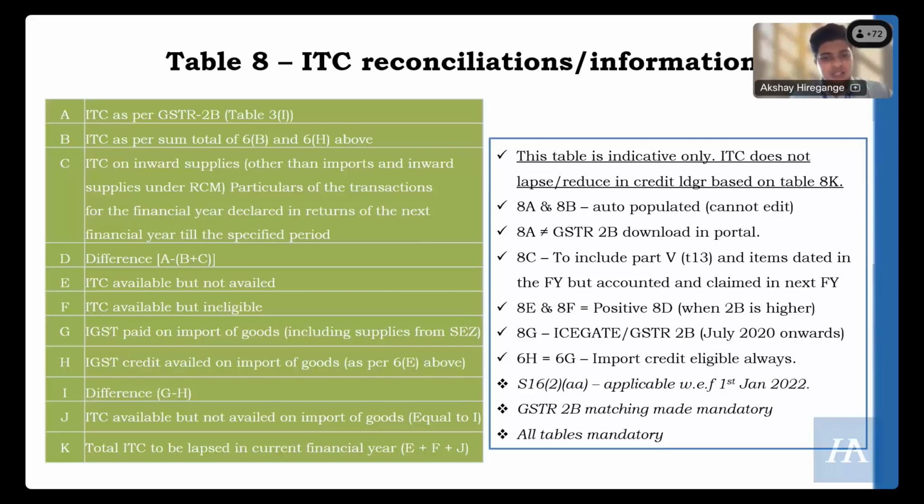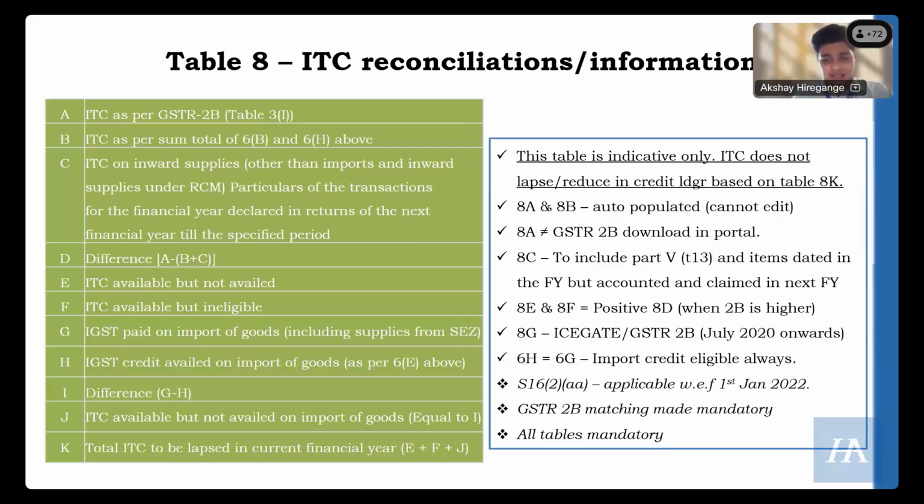Where 8D is positive, we need to match 8E and 8F. We need to fill them that ITC is available but not availed, ITC available but ineligible, which means that ITC is higher in 2B than what is claimed. This is the position to be at. This is the acceptable position where department is not going to raise much concerns because you are disclosing that there was more credit, but I claimed lesser than that. So to this extent, this is the position which is acceptable.